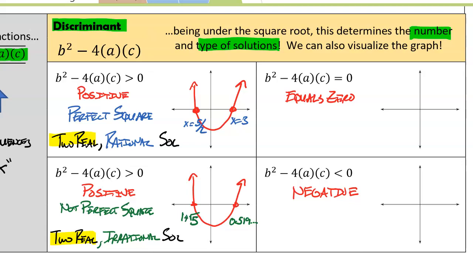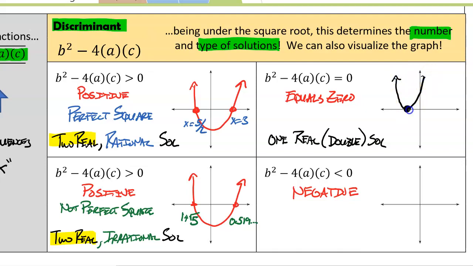If the discriminant equals 0, we're going to get 1 real or double solution, meaning that this graph is going to touch the x-axis 1 time and only 1 spot. In terms of an equation, this will look like something like x minus 3 squared. That'll be the only factor. It'll appear twice. That's why we call it a double root.